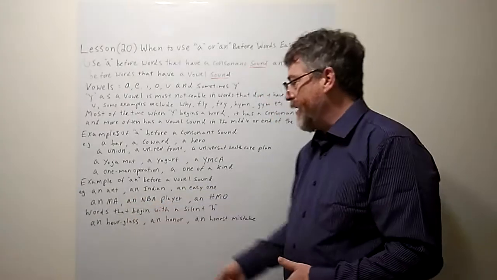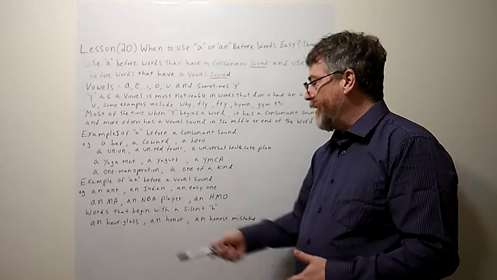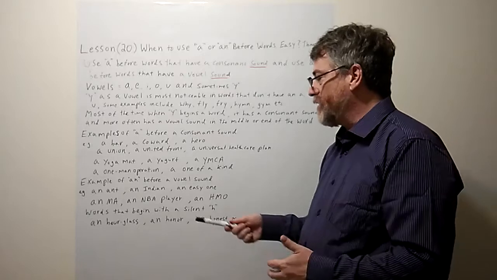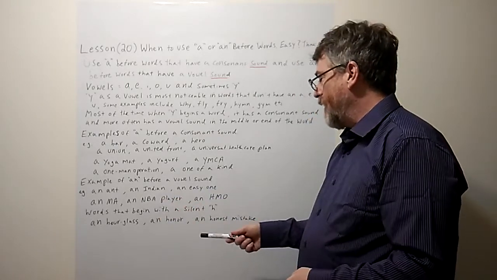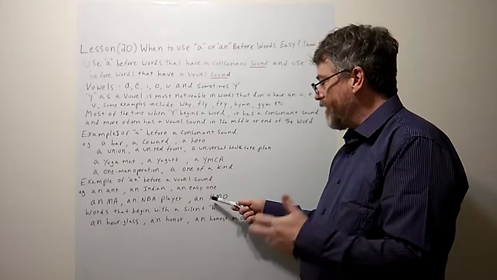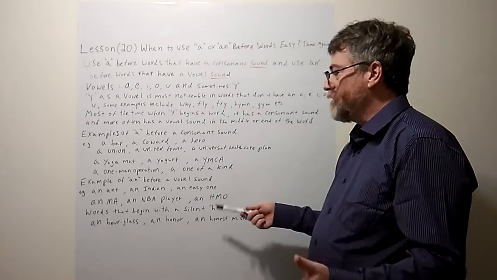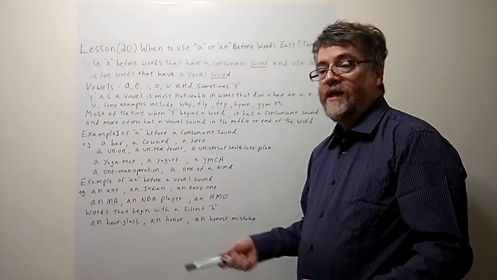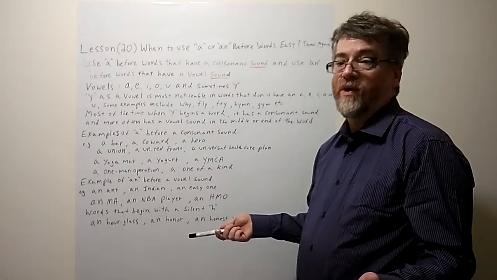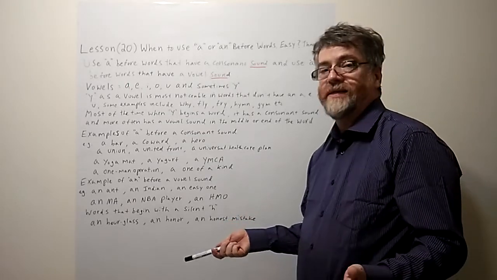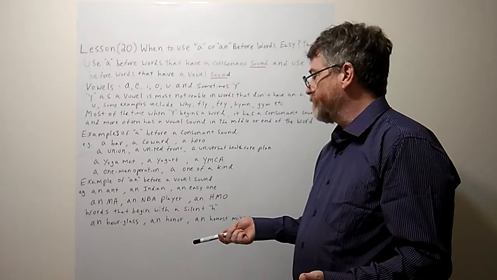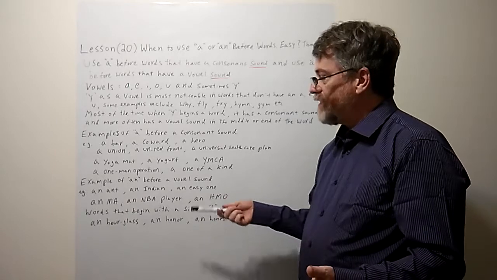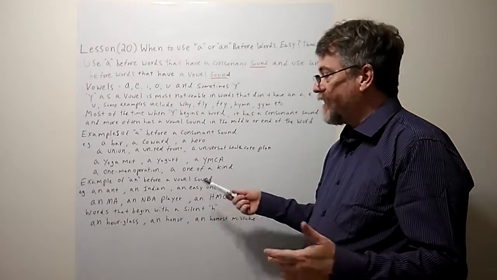So we say an MA, an NBA player. Also N has an "en" sound, so we use "an." And H also has an "aitch" sort of sound, as in an HMO. So again, pay attention to abbreviations. Now, some abbreviations do, of course, have the normal consonant sound. We might say a WHO or something like that. Obviously, that has a consonant sound.